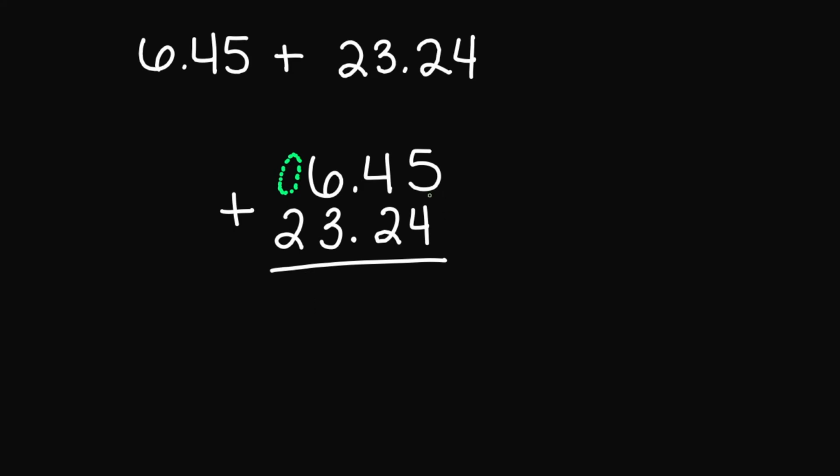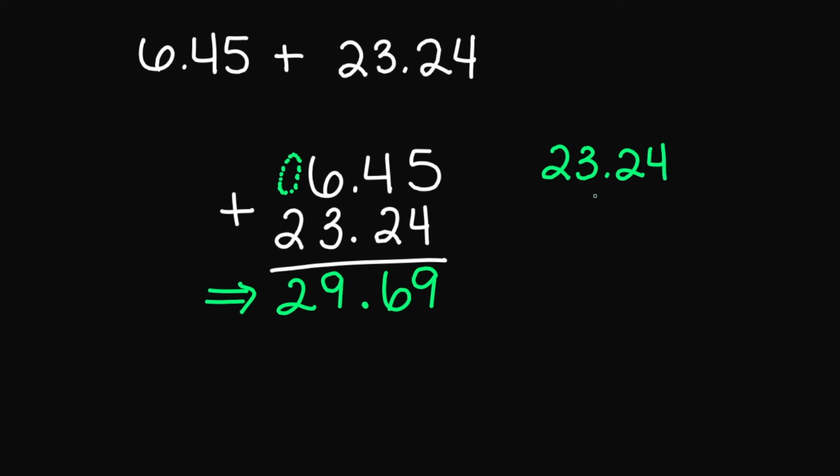All right, so first we're going to add 5 plus 4, it's going to give me 9, write my 9. 4 plus 2 is going to be 6, write my 6. Decimal plus decimal, add our decimal. 6 plus 3 is going to be 9. And then you have 0 plus 2, that's going to be 2. So your final answer is 29.69, okay?